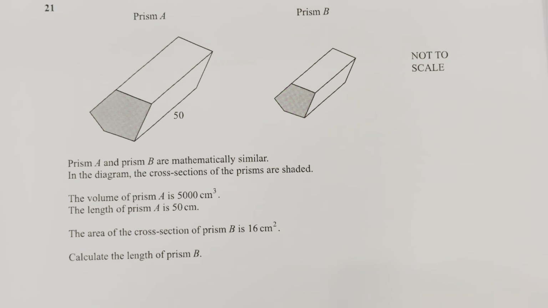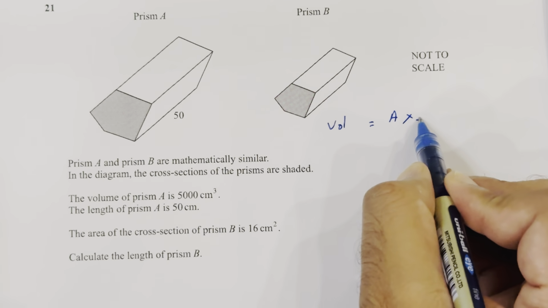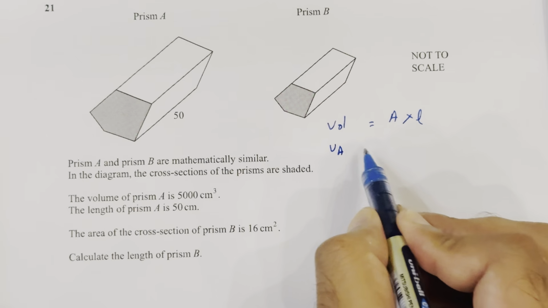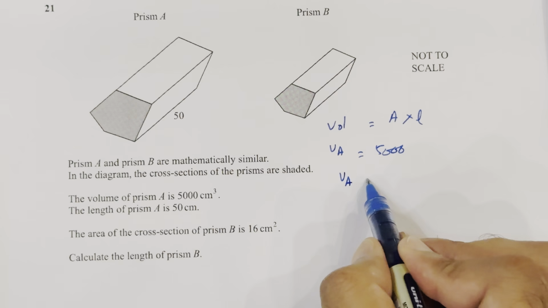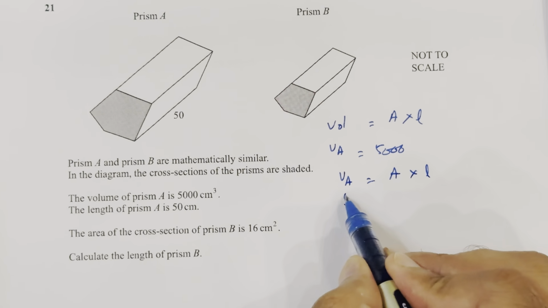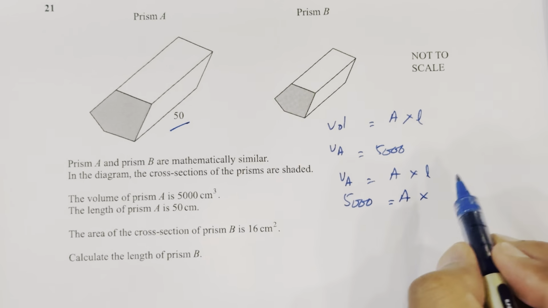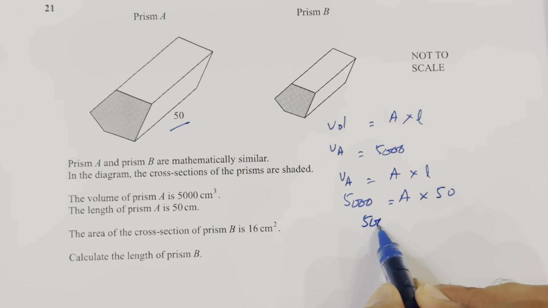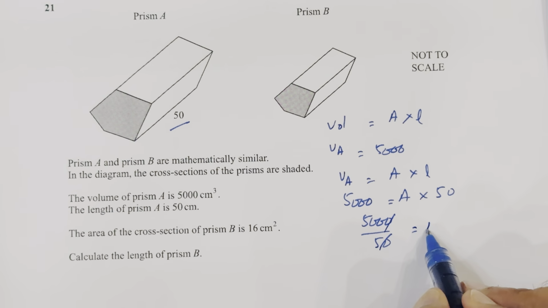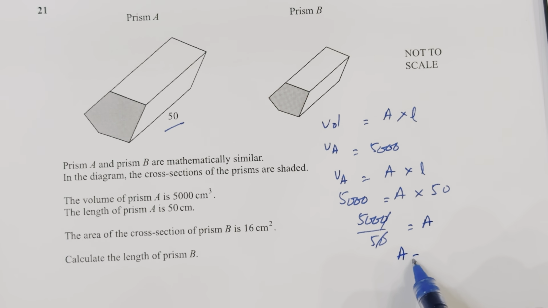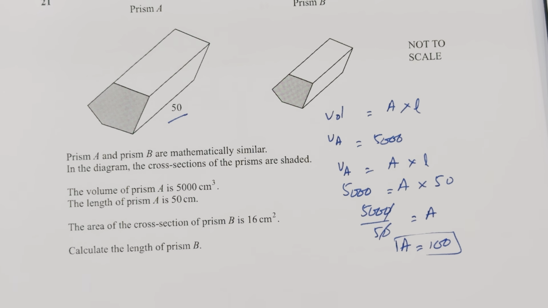Okay, we know that the formula for the volume of a prism is area into length, and the volume of prism A is given, that is 5000. The volume of A is 5000 and the length of the prism A is 50. 5000 divided by 50, you get the value of the area A, that is 100. So A would be 100. So the area of this first shape is 100.